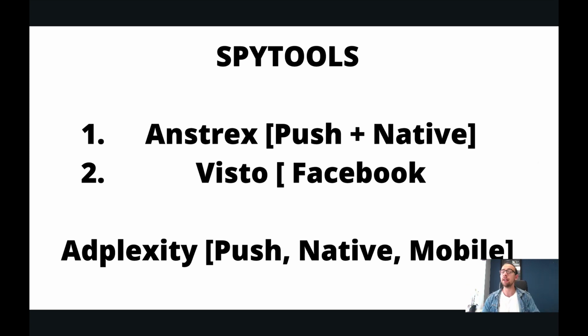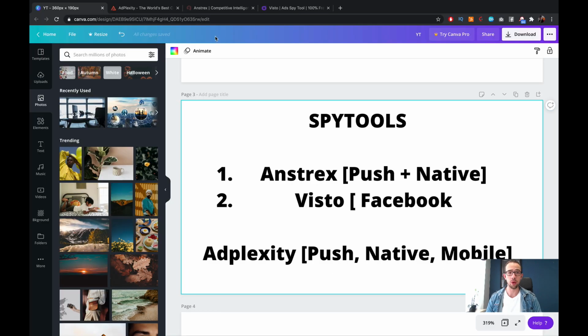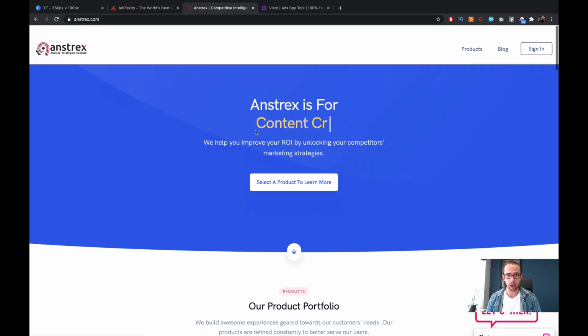Enough of that, let's have a look at the spy tools, see what I recommend and see what I don't recommend, right? So basically my favorite spy tool, which I'm using right now, is Entrax. I use Entrax for push traffic and for native traffic. When I go with Facebook, I use Fisto. Another option in the market is AdPlexity. The reason I don't use it, it's crazy expensive compared to what these other tools offer, and I will actually show you.